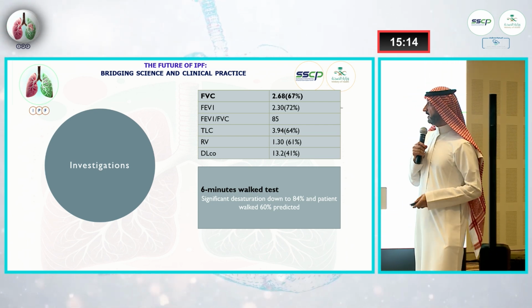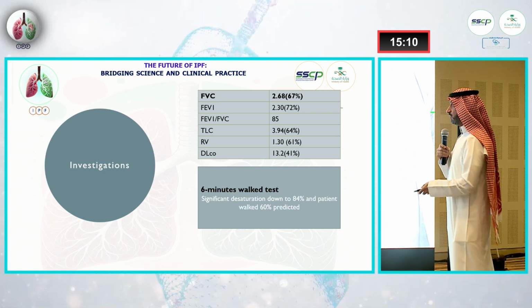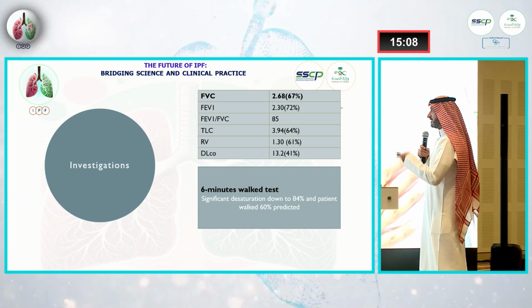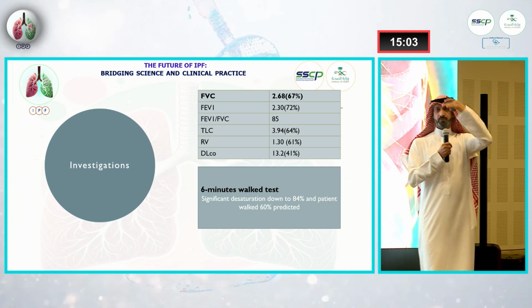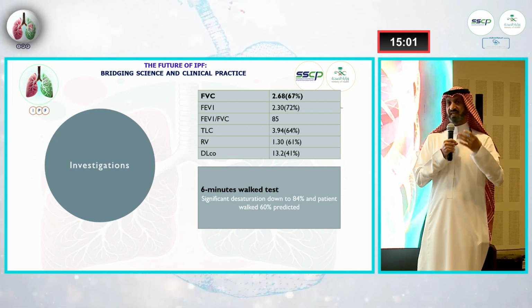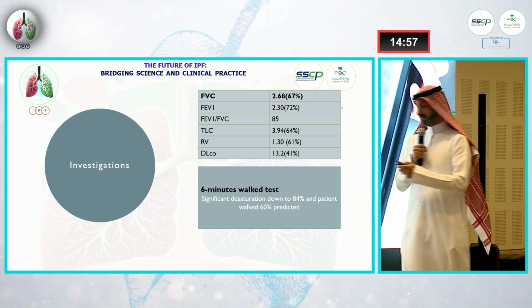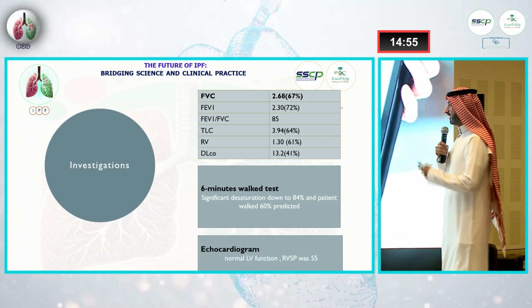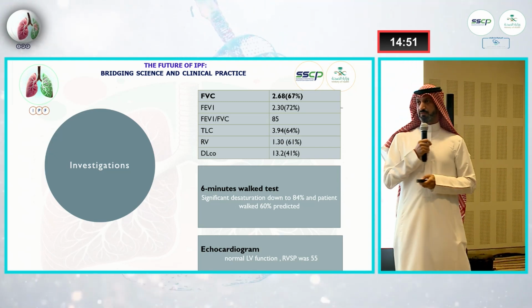The second thing here, if you see what we have in this patient, the lung volumes are abnormal, but in the upper abnormal range, or we can say a little bit below the normal range. So we did an echocardiogram, right ventricular systolic pressure is around 55, so it's high.